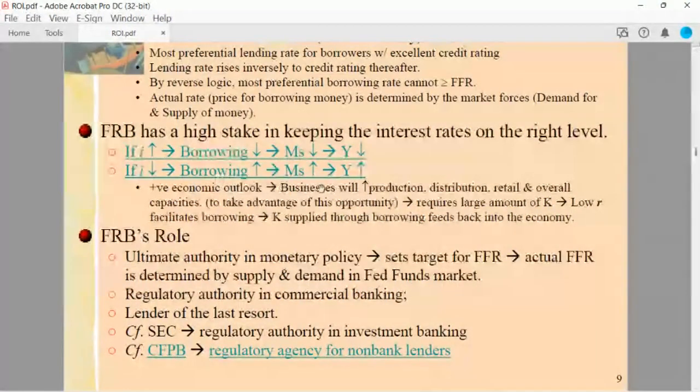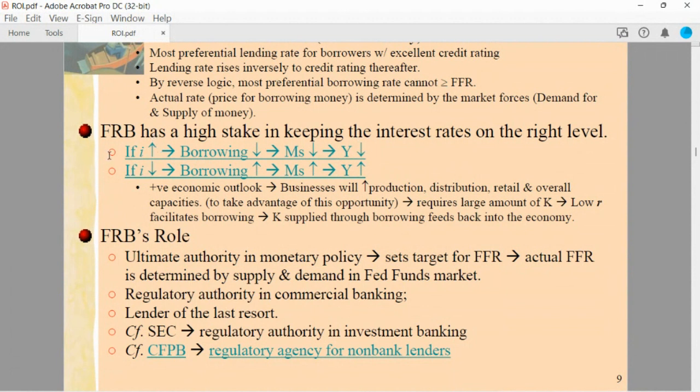If you want to stimulate the economy, then you will have to lower the interest rate. To lower the interest rate, you will need to lower the Fed funds rate. But again, you don't do it by decree, right? You do it through the market mechanism. So that's where the open market operation comes into play. Or if you want to cool off the economy, you raise the interest rate.